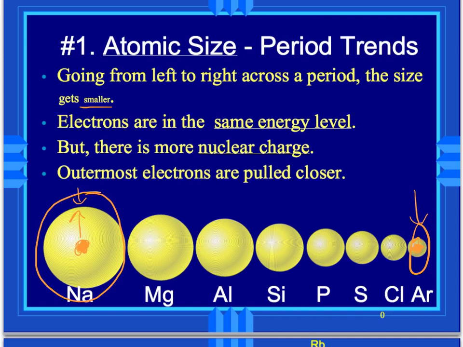So the trend that we observe, I realize it may seem counterintuitive to you, but the idea is that there are stronger nuclear charges as you move across the table. So as it gets stronger, it pulls those electrons in closer to the nucleus.